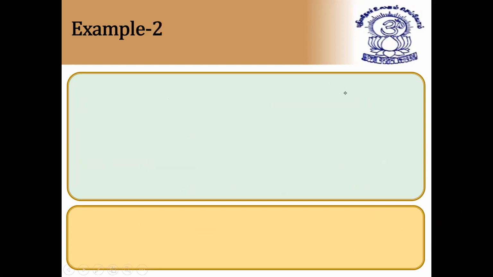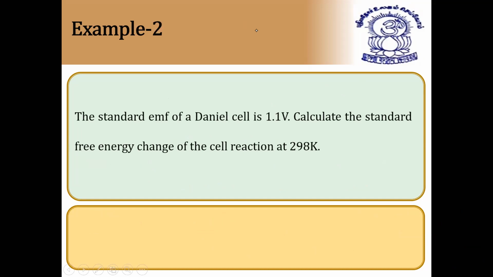Next question. So the answer is 1.65 into 10 to the power 37. Next, the standard EMF of a Daniel cell is 1.1 volt. They have given directly the EMF of the cell, that is E degree of the cell equal to 1.1 volt, and they are asking us to calculate the standard free energy of the cell reaction. So delta G degree is equal to minus nF E degree of cell.